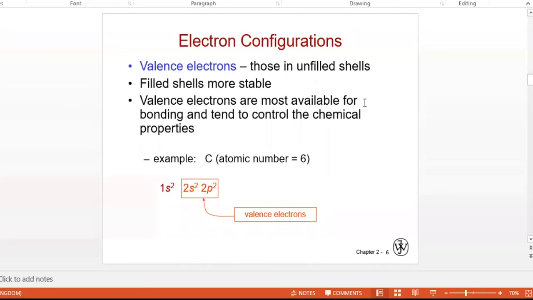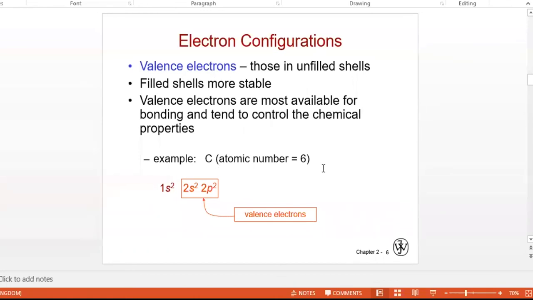Valence electrons are most available for bonding and tend to control the chemical properties, right? So these are responsible for the chemical properties, because whether the bond is ionic, covalent or hydrogen bond, stronger or not stronger, these are all determined by the number of valence electrons, as well as where they exist, right? So this is the reason why we are paying much attention to the valence electrons.